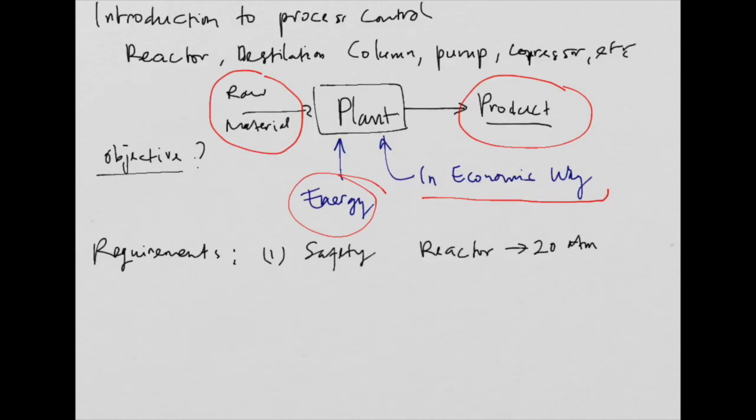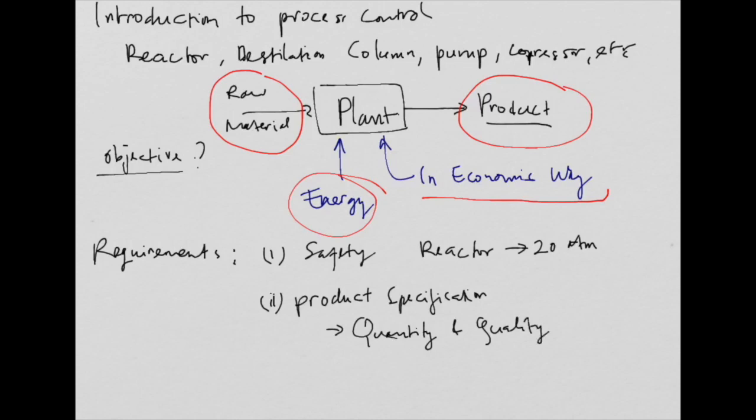The second requirement is the product specification. What is the product specification? When we produce a product, we have a quantity and the quality. We have to maintain our process to meet the quantity and quality that we want to produce.